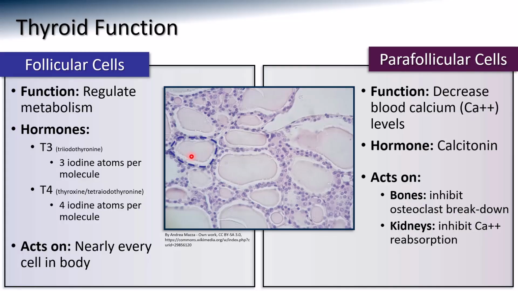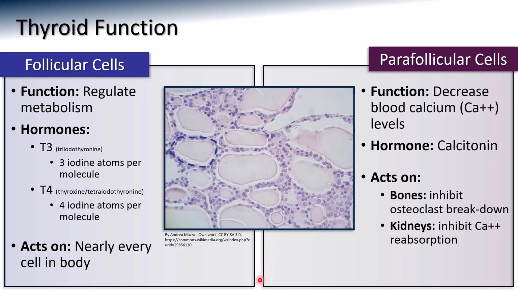So the cells that are surrounding these are the follicular cells, and these are what secrete what we normally think of as thyroid hormones, so T3 and T4. The only real difference between T3 and T4 is how many iodine atoms they have attached. T3 has 3, T4 has 4. That's all you need to know about them.